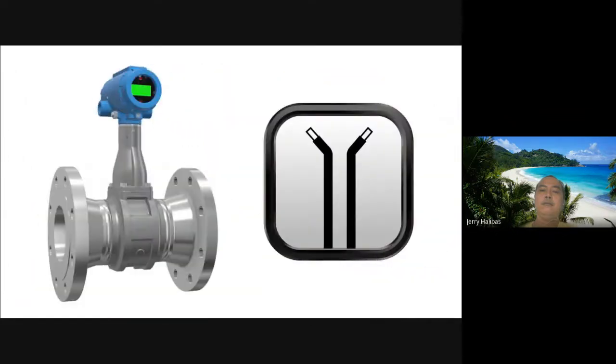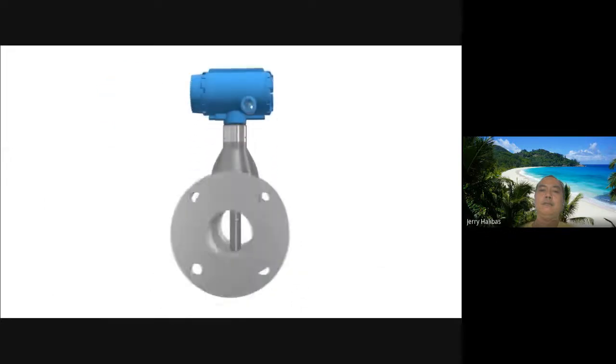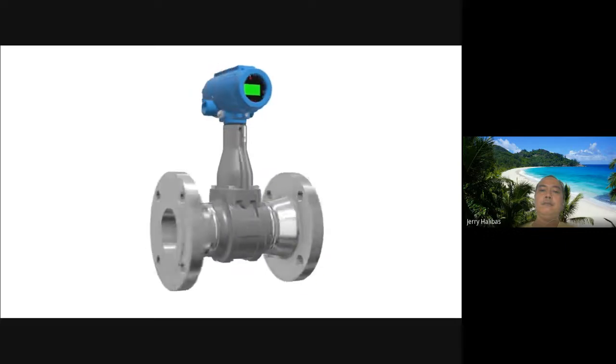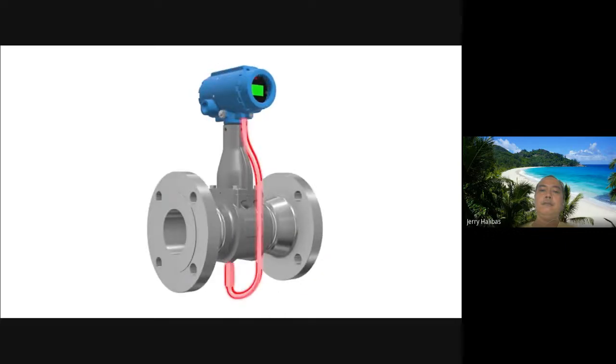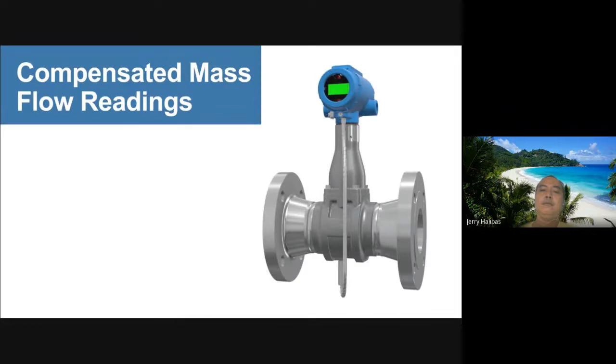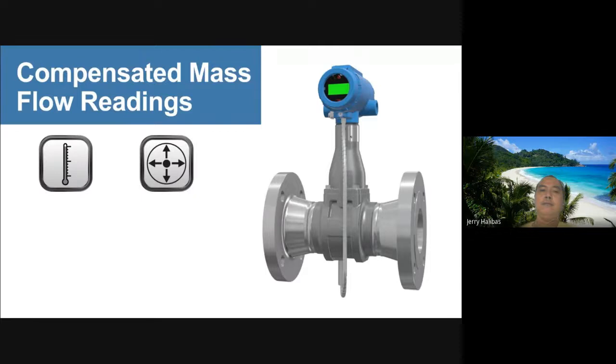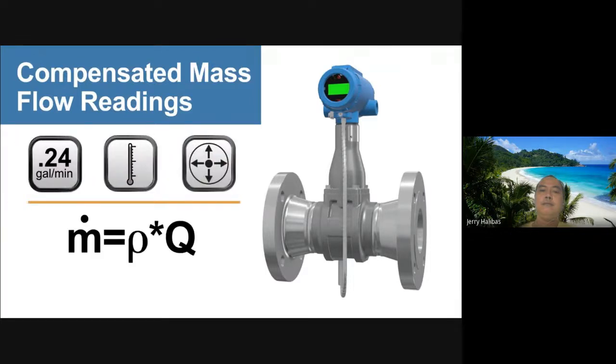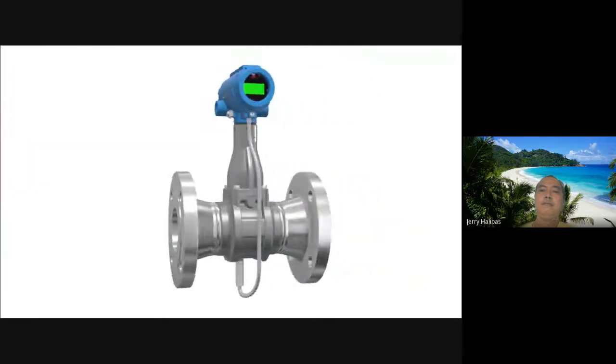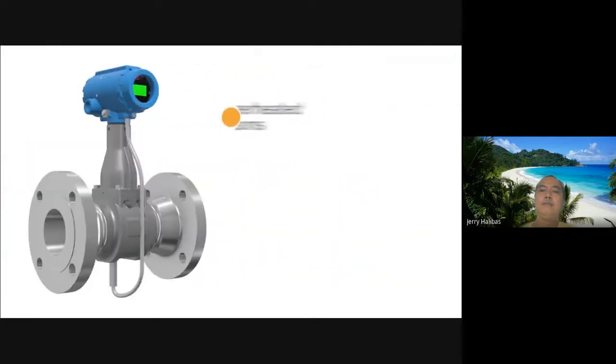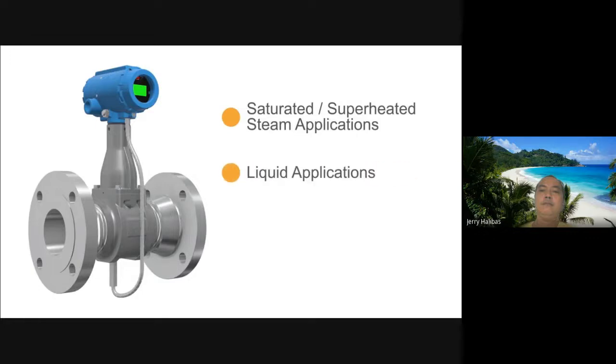Vortex flow meters are also a two-wire device, making them efficient with respect to power consumption. Vortex meters are available in a variety of meter body configurations and multivariable capabilities, allowing for compensated mass flow readings. By measuring additional variables such as pressure or temperature, along with the volumetric flow reading, fluctuations in density can be accounted for to provide an accurate mass flow reading. Compensated vortex flow meters can prove to be especially useful in saturated and superheated steam applications, along with liquid applications in which a fluid is nearing its saturation point.